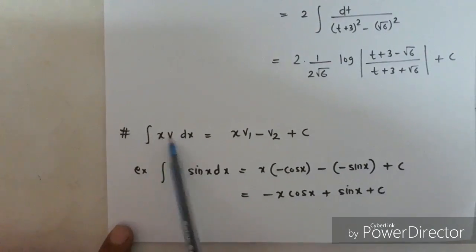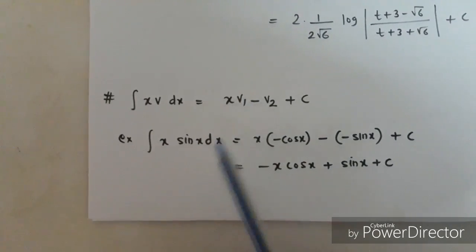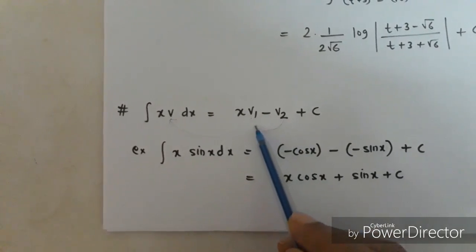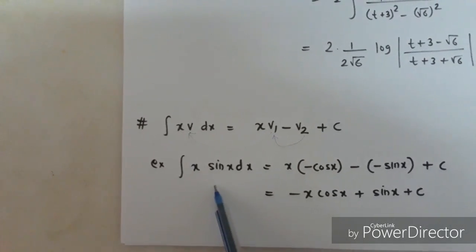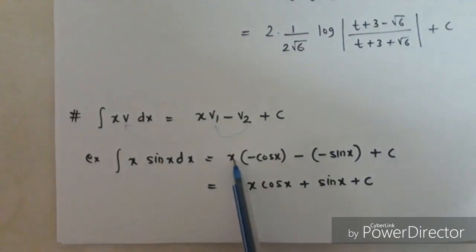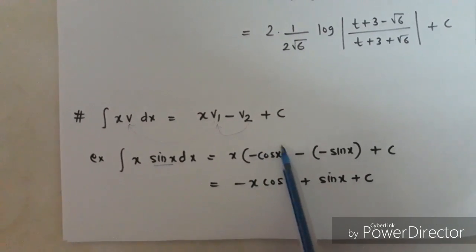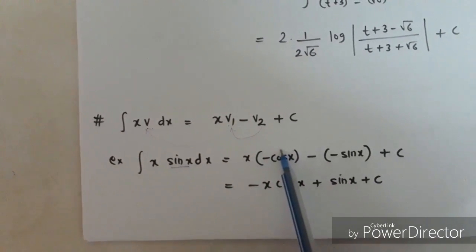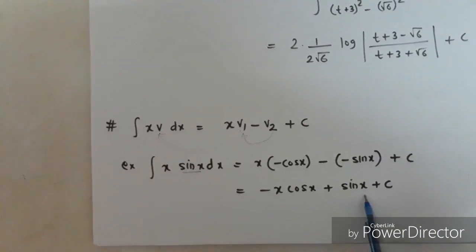The next quick method is the xv rule. xv rule: x into v1 minus v2 plus c. What is this v1? v1 is integral of v, and what is v2? v2 is integral of v1. For example, integral x into sin x dx. So first we write x, then we write integral of sin x, which is minus cos x, then we put a minus sign, and integral of this minus cos x is minus sin x plus c, which on simplification becomes this.